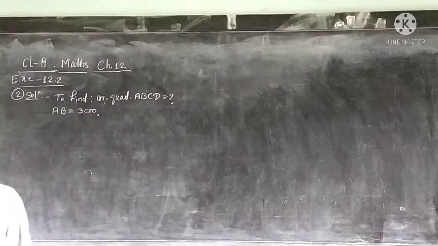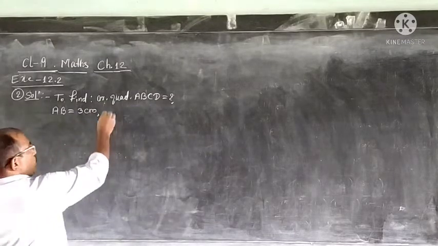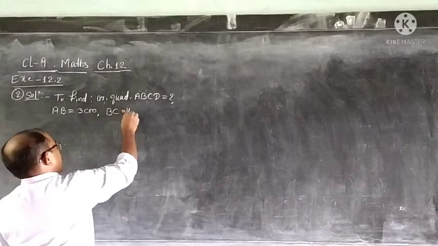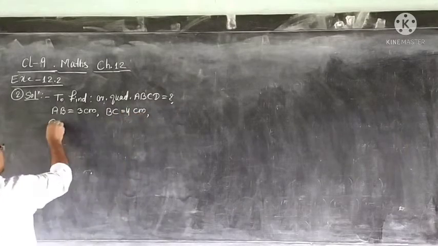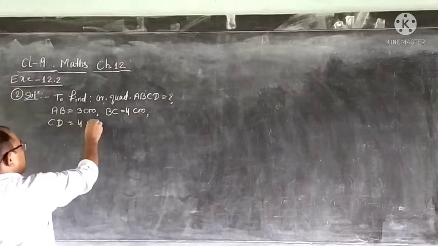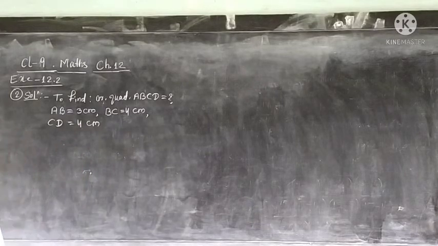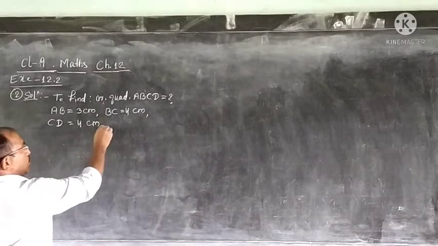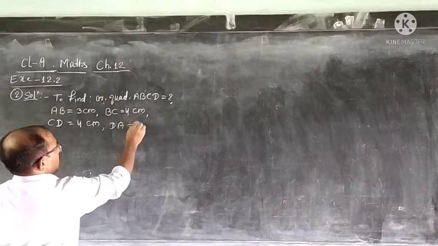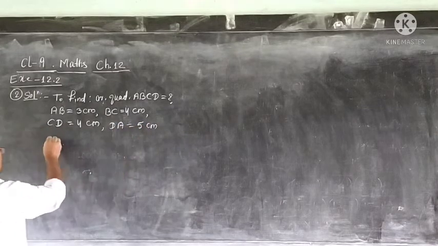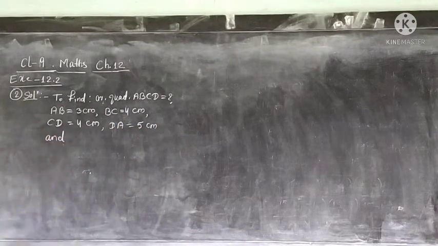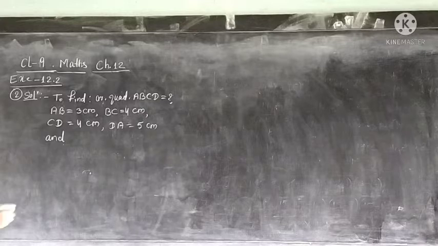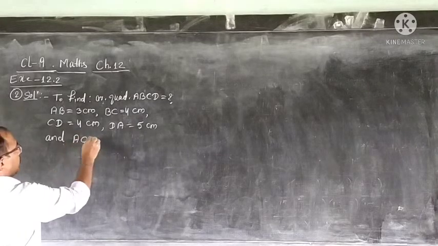Next, BC is 4 centimeter, CD is also 4 centimeter. Then any other dimension? Yes, DA is equal to 5 centimeter, and after DA, AC is equal to 5 centimeter.